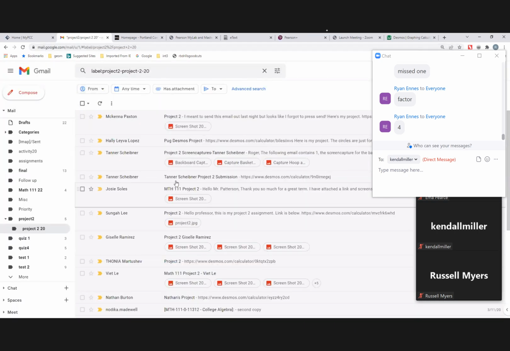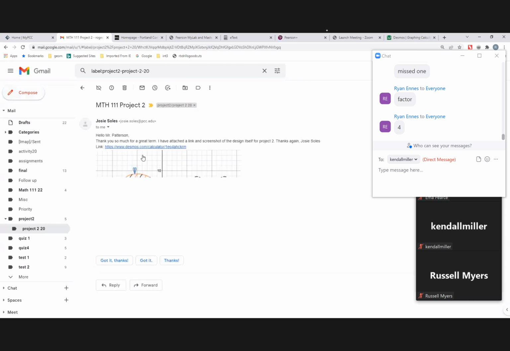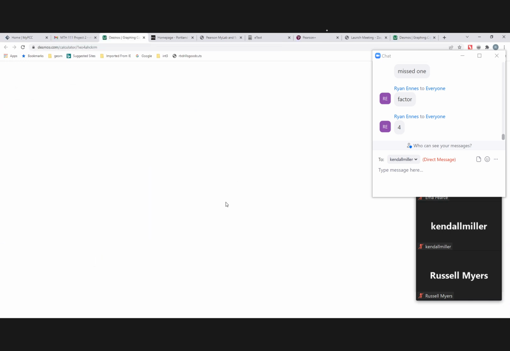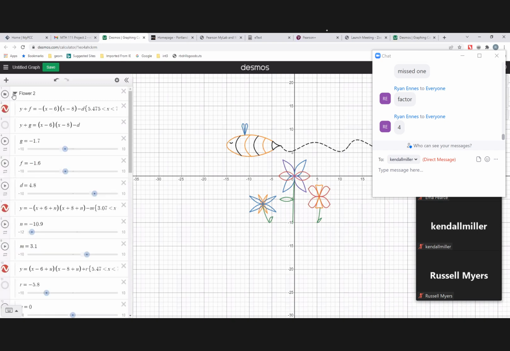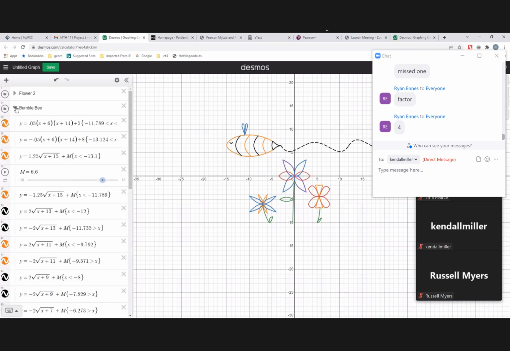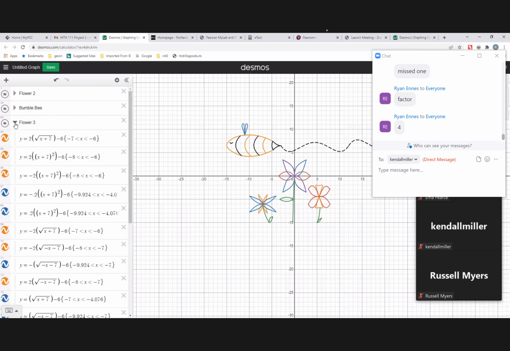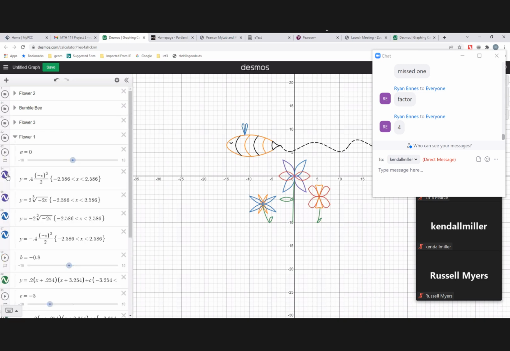And let's see. This one's pretty good. I keep forgetting to get the Desmos link. It's just kind of a little scene here. There's a flower, bumblebee, flower, and flower. Okay, if we turn that off, you can see it's turning that part off.